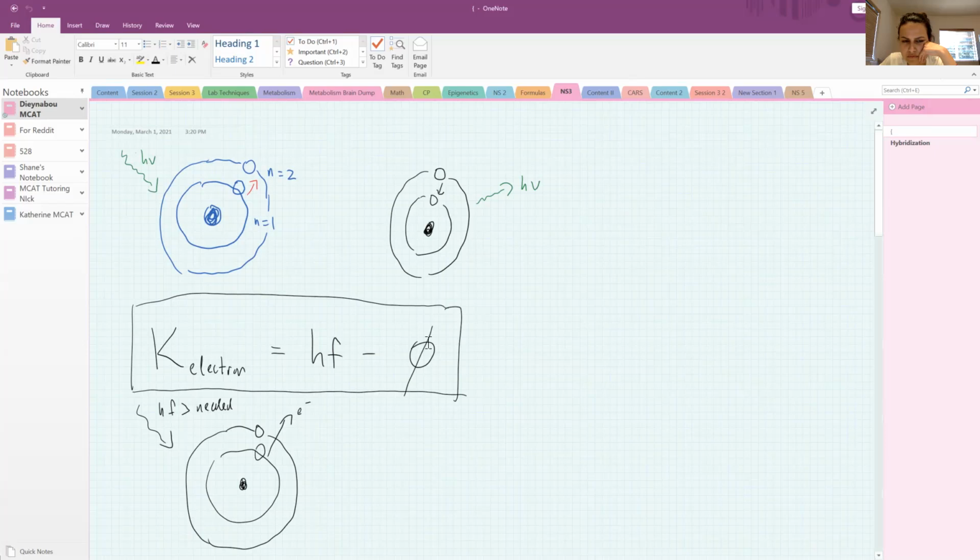So if it was equal to the work function, it's just going to ionize the atom, which means that the electron is no longer going to be bound. Anything more than that, and it's going to go towards getting it to move.